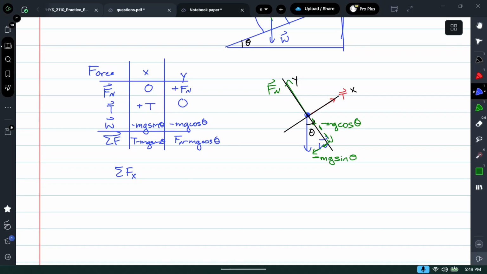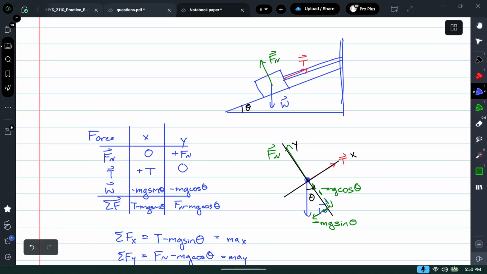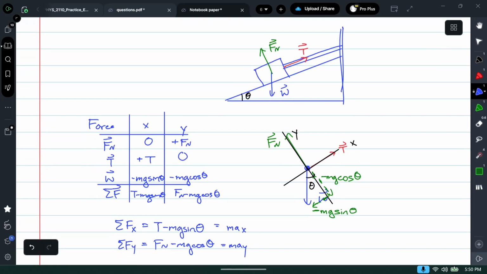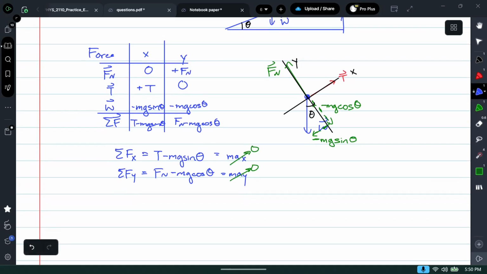So the net force in the x direction is this. In the y direction is the other one. Second law says I can always set that equal to mass times acceleration. The block is just sitting there. It is stuck because this rope is keeping it from sliding down the ramp. So it has no acceleration in the x or y directions. Therefore, since the entire right-hand side is 0, when I bring mg sine theta over to the other side, it's all that's left. And then the normal force is mg cosine theta.